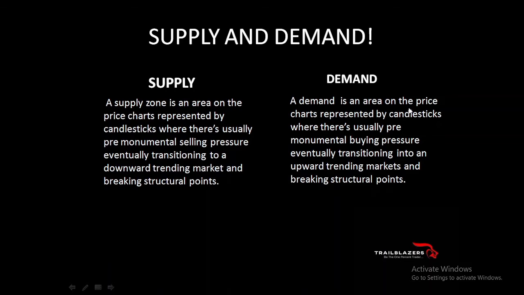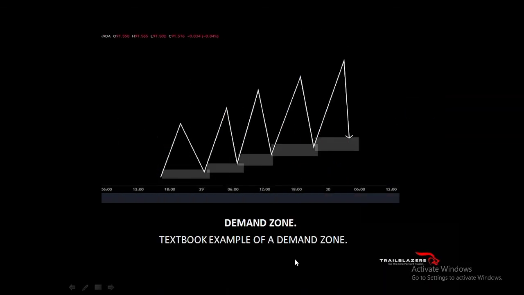A demand zone is an area on the price chart represented by candlesticks where there is usually pre-monumental buying pressure, eventually transitioning to an upward trending market and breaking structural points. So this is a textbook example of a demand zone. If you refer back to the market structure part, where I was saying price makes a series of higher lows and higher highs and respective demand zones, this is basically what it is.